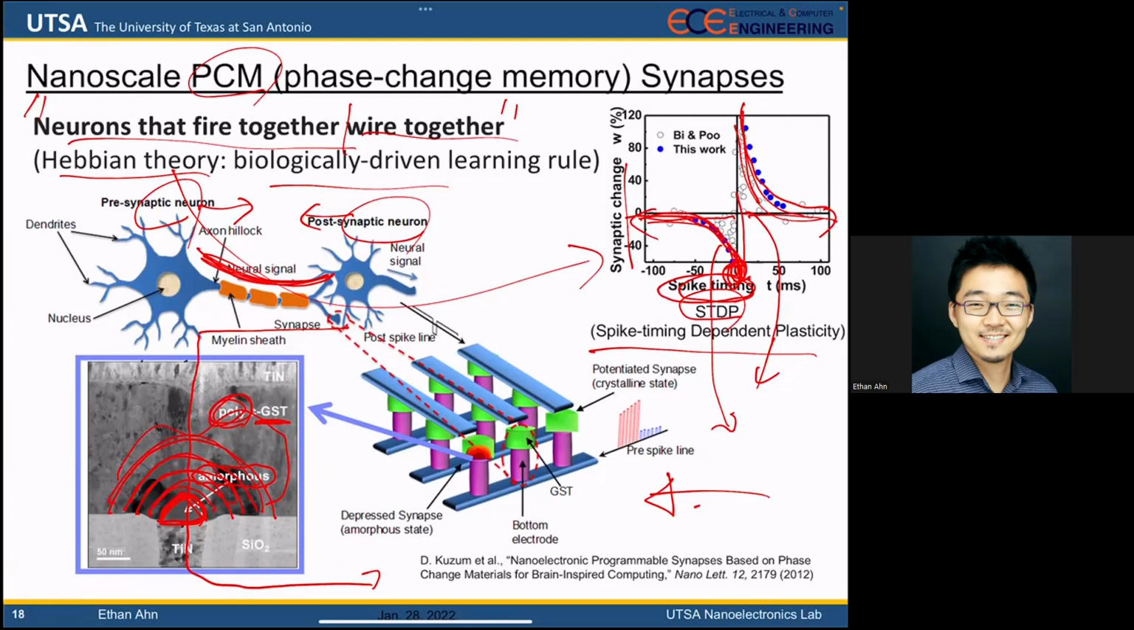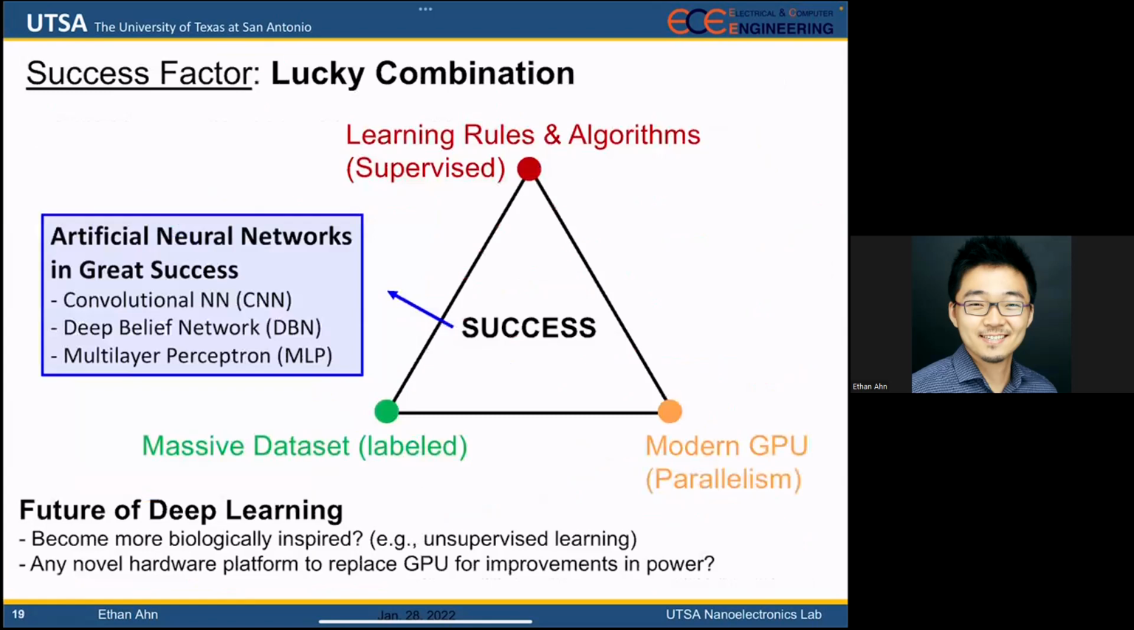Again, no need to worry too much about the details here for now, but if you are interested, feel free to look at this paper. Just have the idea that we have device technology that can already mimic some of the important biological functions that happen in our brain. That's the important thing here.